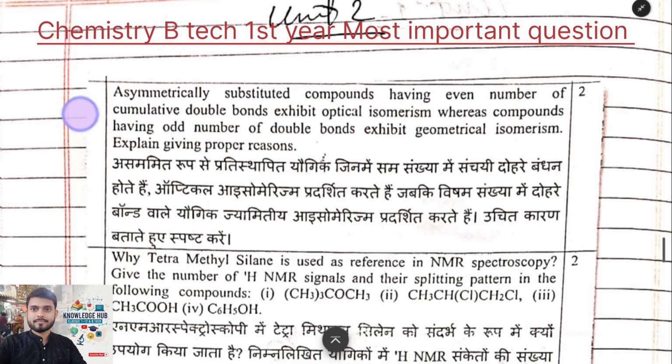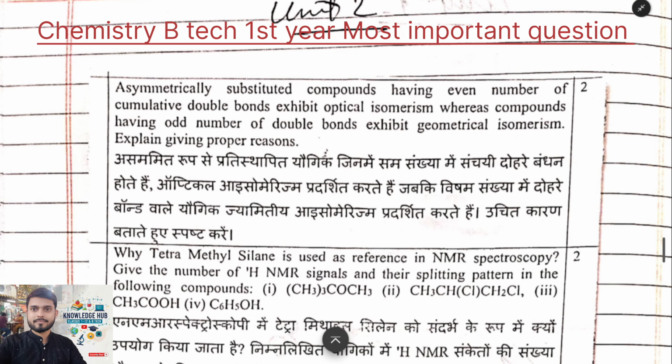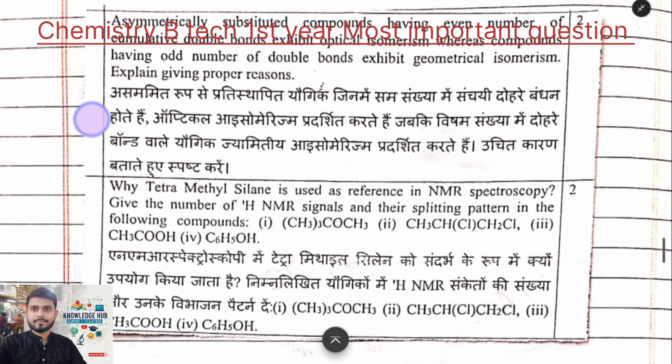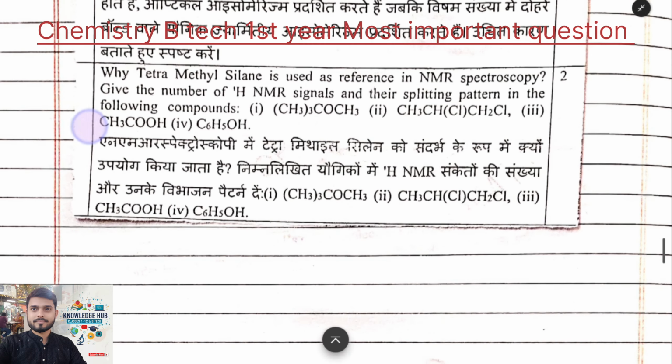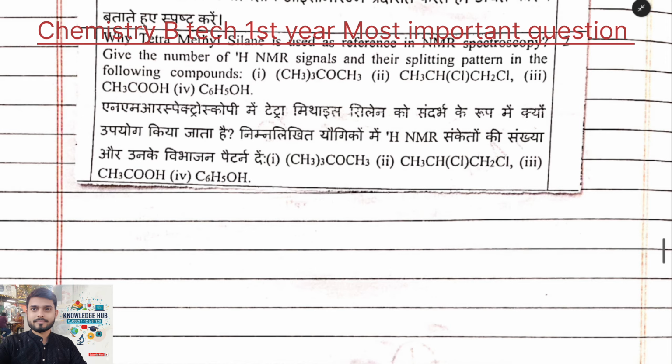Now we will proceed to Unit 2 of this chapter. A symmetrically substituted compound having an even number of cumulative double bonds exhibits optical isomerism, whereas a compound having an odd number of double bonds exhibits geometrical isomerism. Explain, giving a proper reason. Now we will proceed to another question: why is tetramethylsilane used as a reference in NMR spectroscopy? Give the number of H.